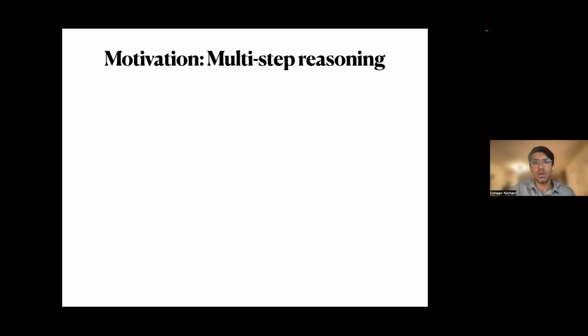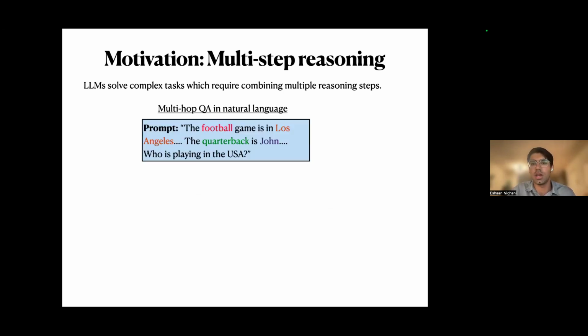So the motivation for this work are the multi-step reasoning capabilities of current language models. As many of you probably realize, LLMs are capable of solving complex tasks which require composing multiple intermediate reasoning steps. One example are question answer tasks in natural language. These require a model to read a paragraph of a story, for example, the football game is in Los Angeles, the quarterback is John, and then answer questions about this paragraph, such as who is playing in the USA.